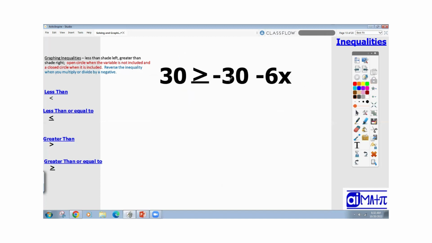$30 is greater than or equal to negative 30 minus 6x. Again, this is my focus here. So I look, there's a negative 6 being multiplied by it, and we're subtracting 30 from it. Because it's a negative 30, I'm going to do the opposite of that, which is positive 30 or adding 30 to both sides. Negative 30 plus 30 cancels out, and then 30 plus 30 here is 60.